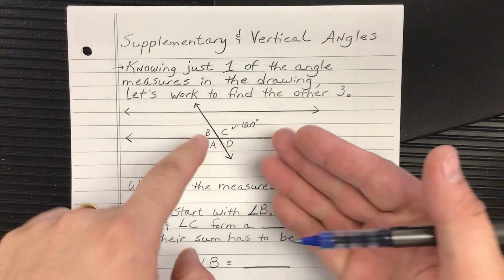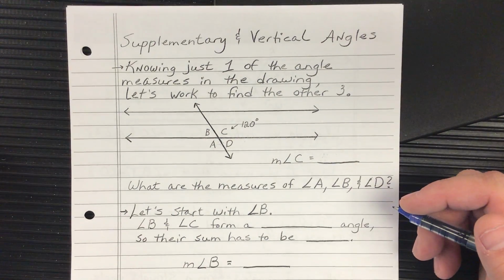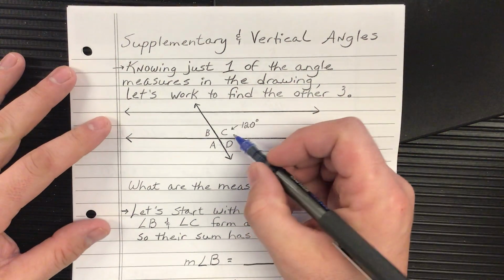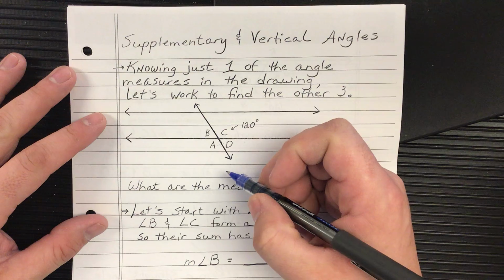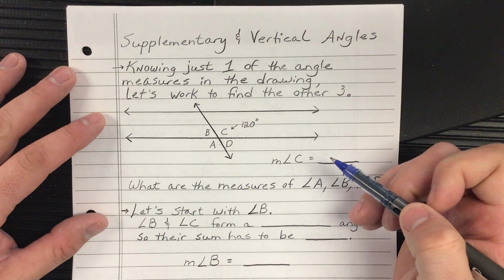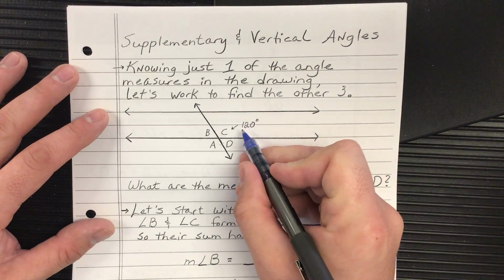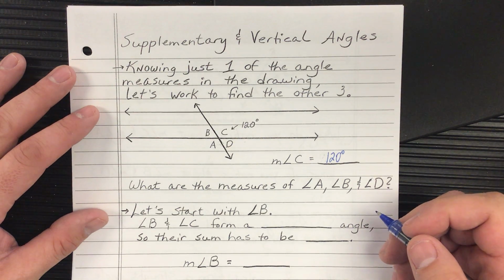Okay, so it gives us one. We can get all the others from just one angle. Okay, why? Well, let's go through it. What is the measure of angle C? 120 degrees. How do you know that? Well, it points and it says 120 degrees. Should get that one.